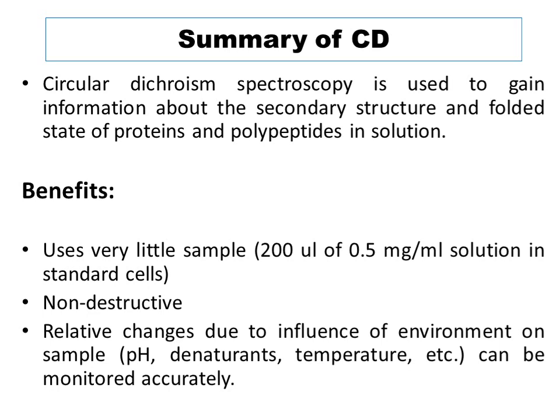So in summary, circular dichroism spectroscopy is used to gain information about the secondary structure and folded state of proteins and polypeptides in solution. The benefits of circular dichroism are that it uses very little sample, like 200 microliters. It's non-destructive, so you can get your sample back. And relative changes due to the influence of the environment on the sample, such as pH, denaturant, or temperature, can be monitored quite accurately.